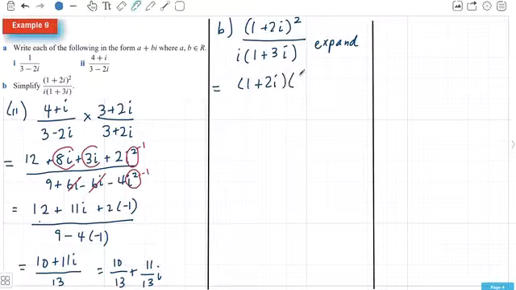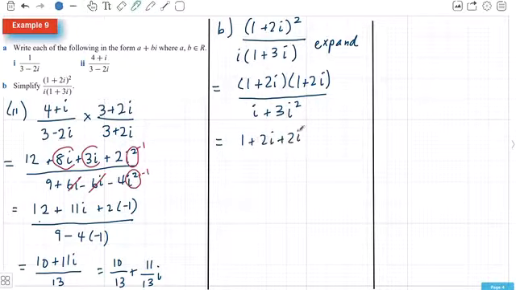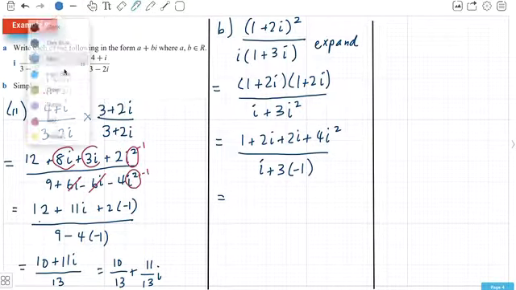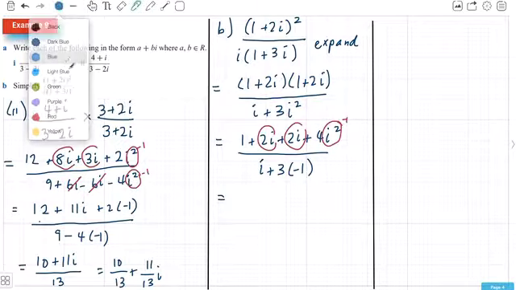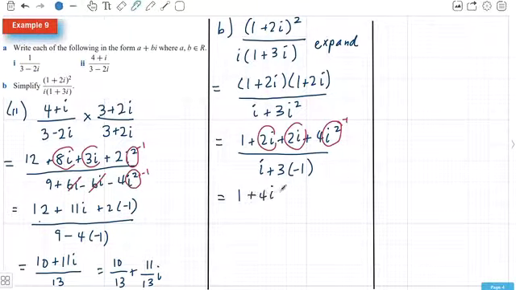Often if you have trouble expanding in your head, write out the top line. It's a squared, but write out the two brackets. Here I can see I've got i times 1 plus 3i squared. Then again I'm going to do 1 plus 2i plus 2i plus 4i squared on the top, replacing my i squared with a negative 1. Combining the like terms, this is going to turn into a negative 1. So we've got 1 plus 4i plus 4.